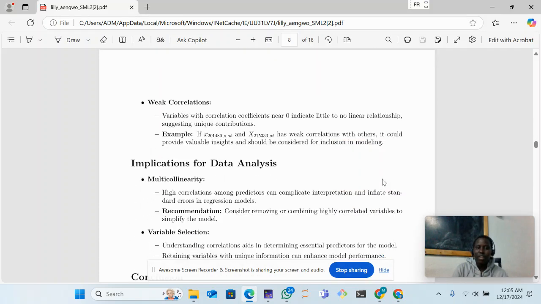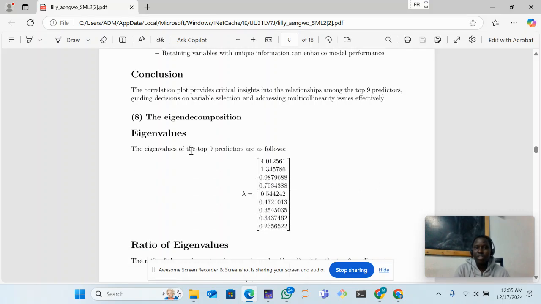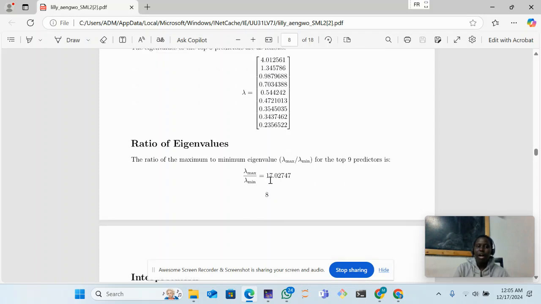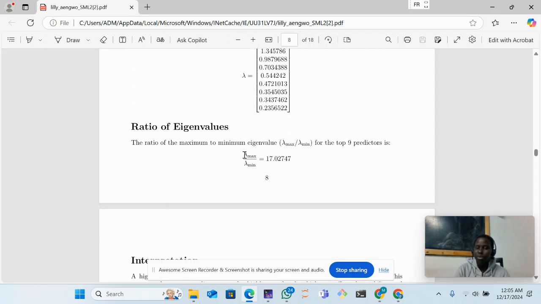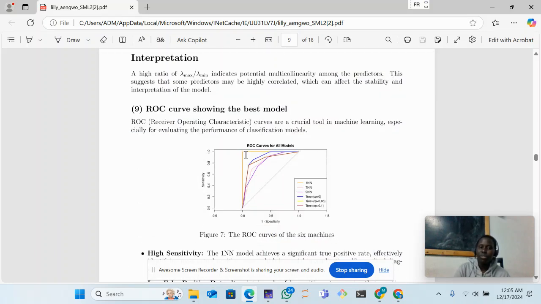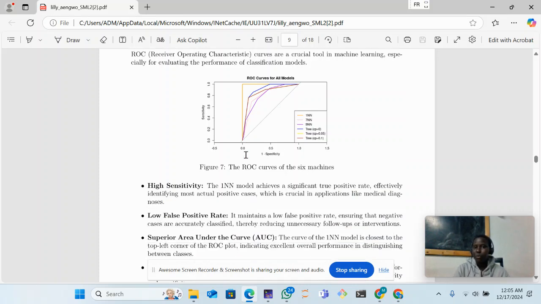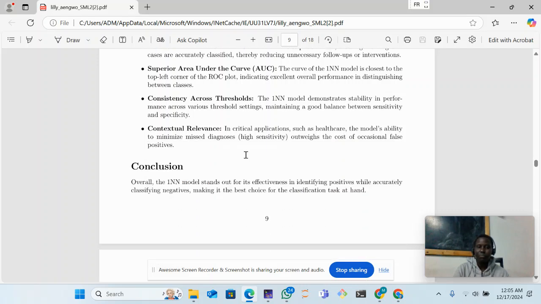And the other one, I plotted the eigen decomposition, and these were the values of the eigen decomposition, and the ratio of the eigenvalues was the eigenvalue with the maximum value over the eigenvalue with the minimum value. I also plotted the ROC curve, which is a tool in machine learning used for evaluating the performance of the classification. And I found that one hen was the best compared to the rest.